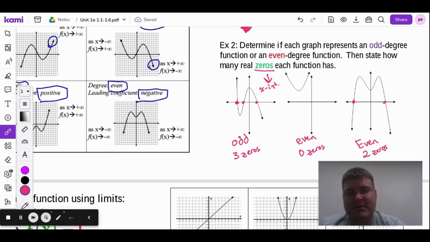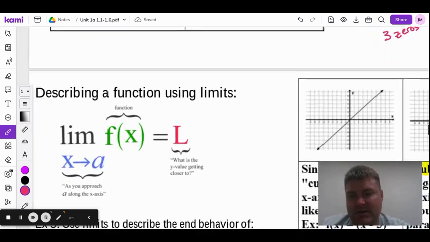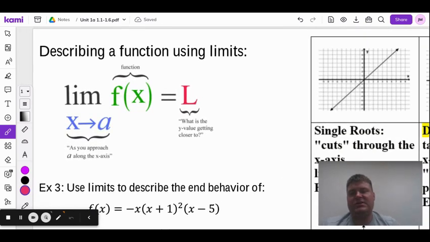Easy squeezy. Let's get to something completely new for you. Try not to scare you here. Describing a function using limits. Now, we've just been generalizing the end behavior. We haven't actually used limits to describe them. So this is what this looks like in terms of notation.